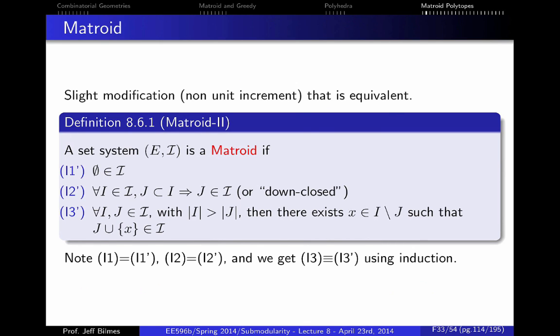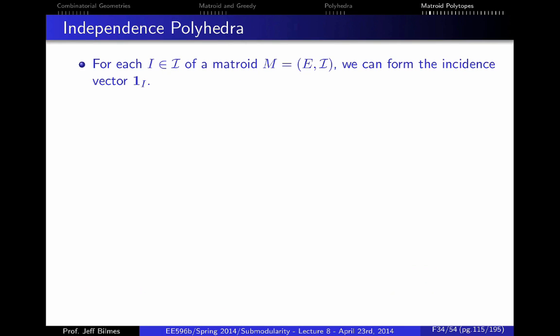So here's one of our definitions of the matroid again, just to do a sanity check. We have the empty set, it's down-closed, and we can always take an element from the larger independent set and add it to the smaller one, and so on and so forth.